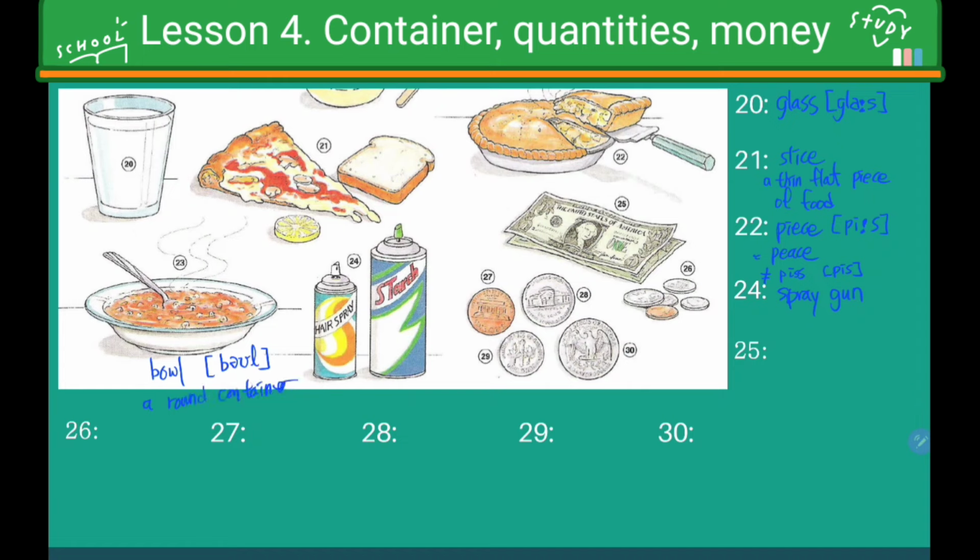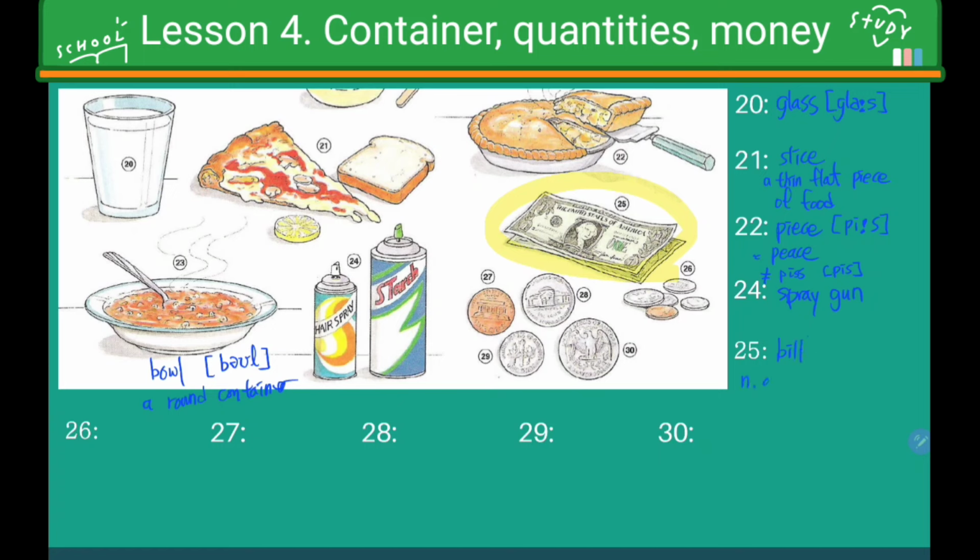And number 25, we have over here, $10 or even $1 bill. Bill. A bill is a paper money.